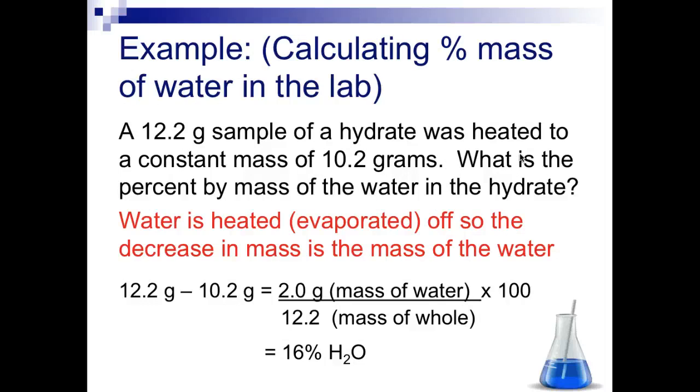Now what about if you're calculating percent mass of water in a lab? For example, a 12.2 gram sample of hydrate was heated to a constant mass of 10.2 grams. What is the percent by mass of water in the hydrate? The water is heated or evaporated off, so the decrease in mass is the mass of the water. So you would take 12.2 minus 10.2, so you evaporated off 2 grams of water, over the mass of the whole thing, which is 12.2. So 2.0 divided by 12.2 times 100 is 16% water.